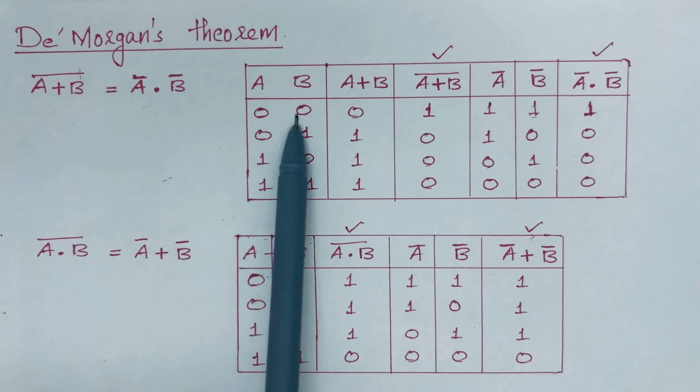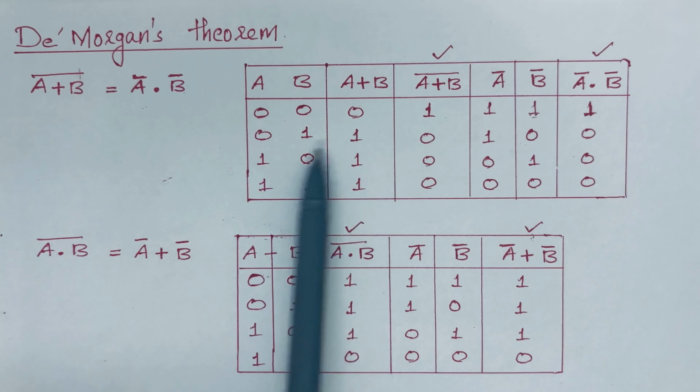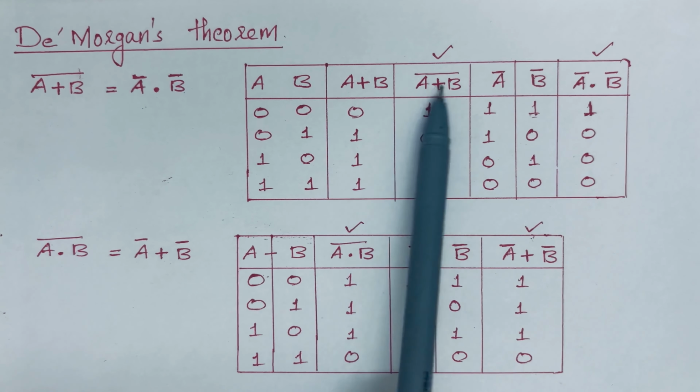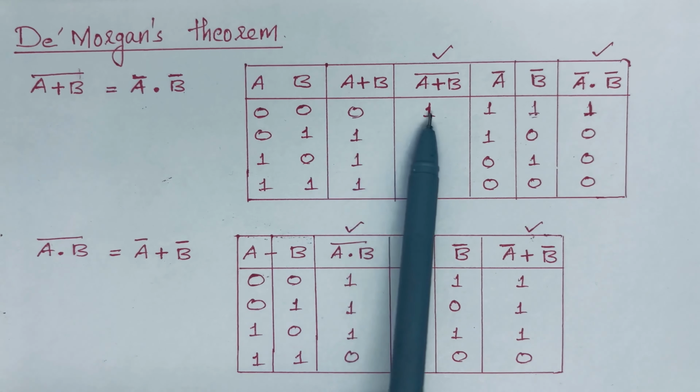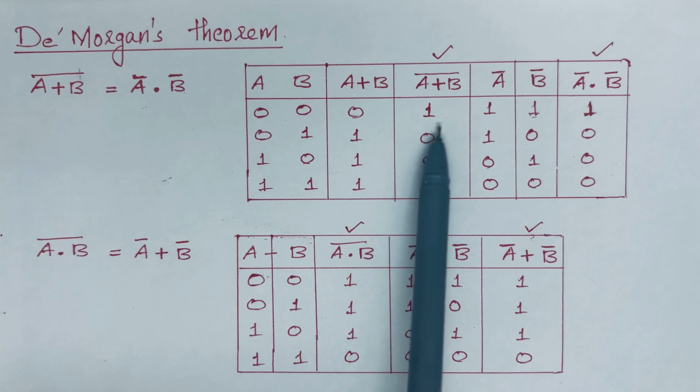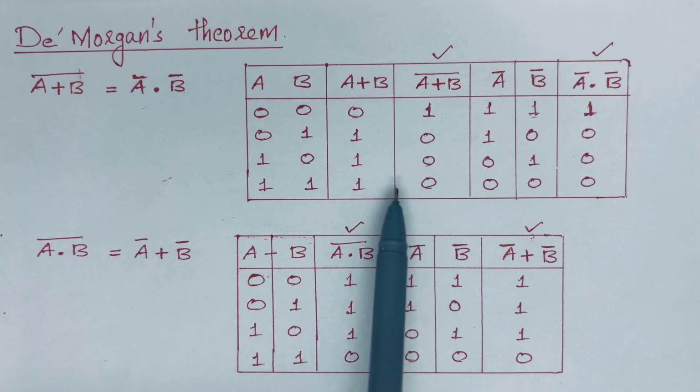What is A plus B? 0 plus 0, 0. 0 plus 1, 1. 1 plus 0, 1. 1 plus 1, 1. Now A plus B the whole bar, complement of this, 0 complement 1, 1 complement 0, 1 complement 0, 1 complement 0. So A plus B the whole bar values we are getting as 1, 0, 0, 0.